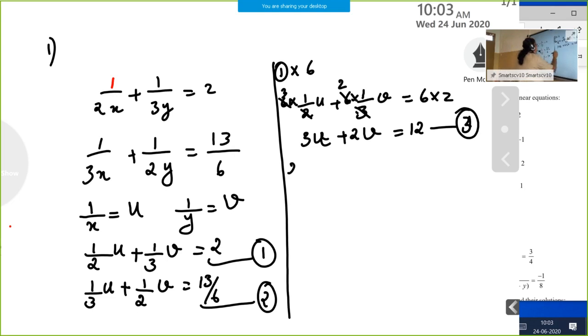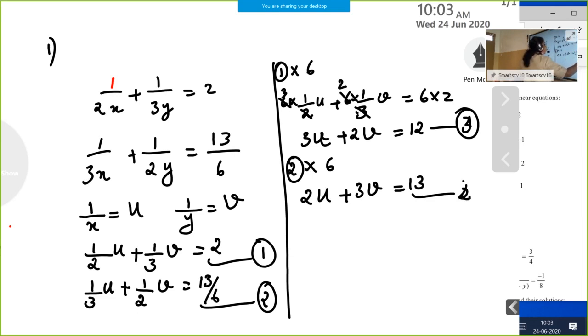Multiply equation 2 by 6. The equation becomes 2u plus 3v is equal to 13. This is equation number 4. So the first equation is 3u plus 2v is equal to 12, and the second equation is 2u plus 3v is equal to 13.